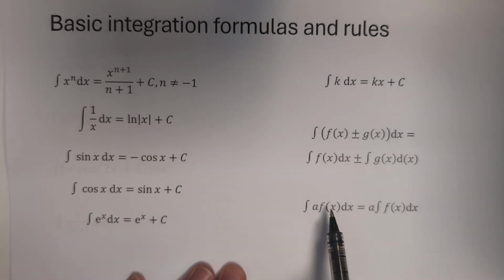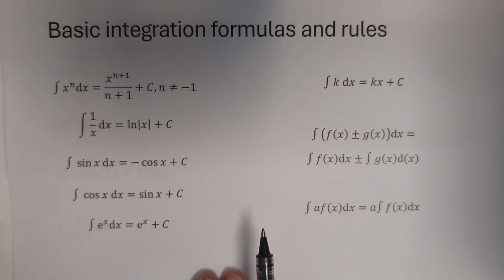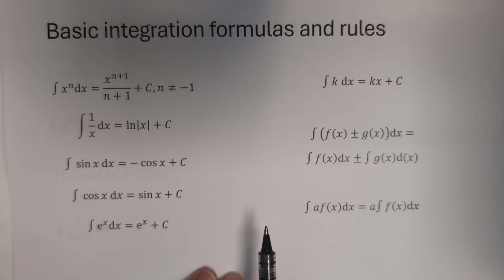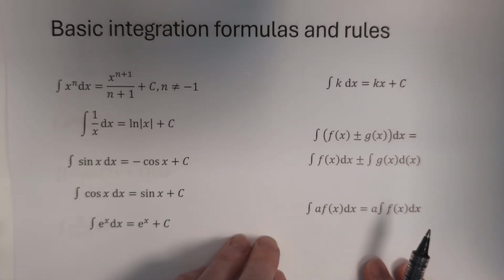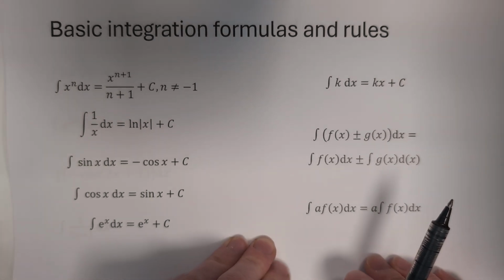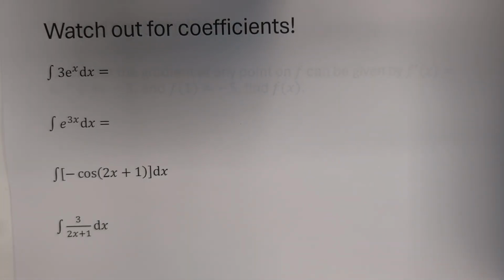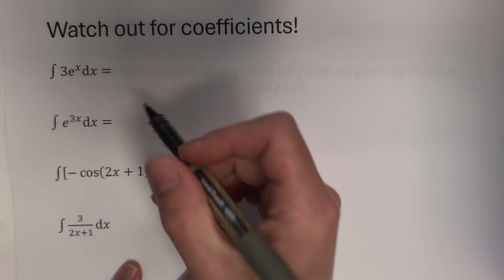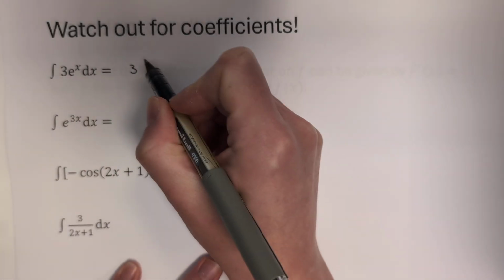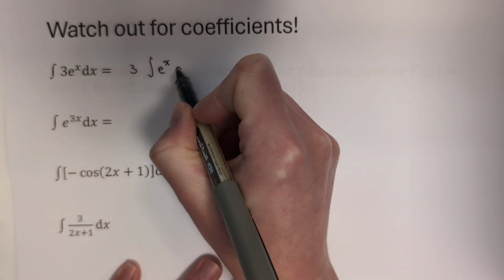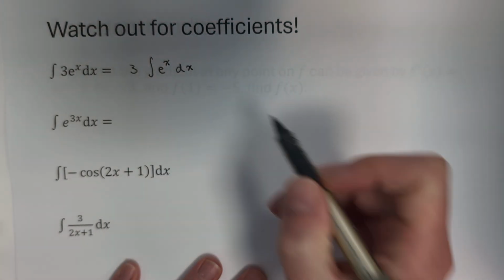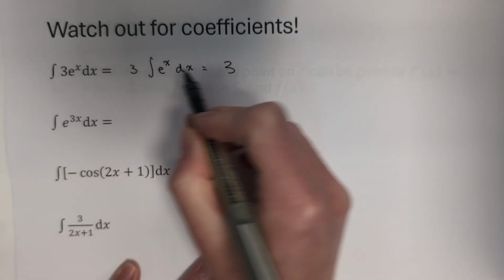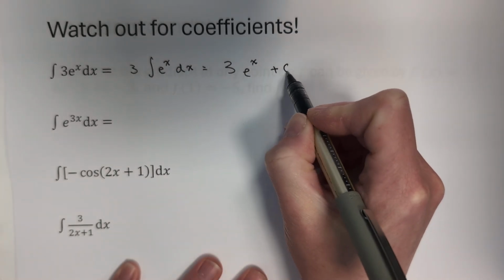And you can also pull out coefficients. So if you had the antiderivative of 3x squared, you could say, well, it's 3, and I need to find the antiderivative of x squared dx. So that's also possible, just like when you were doing the derivatives. You do need to be quite careful with coefficients. You could think of this one, like we just said, as pulling the coefficient out. What's the antiderivative of e to the x with respect to x? Well, that's 3, and now we look at this, 3e to the x plus c.